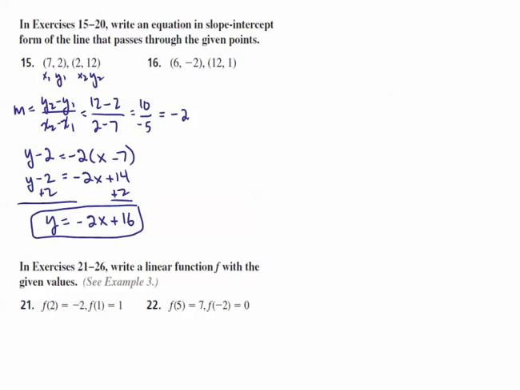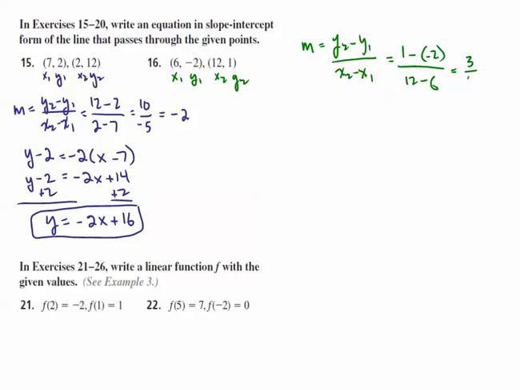Number 16, again, I'm going to label x1, y1, x2, y2. Use my slope formula. M is equal to y2 minus y1 over x2 minus x1. And in this case, y2 is 1 minus negative 2 over x2, which is 12 minus 6. We end up with 1 minus negative 2 is positive 3. 12 minus 6 is 6, or a slope of 1 half.